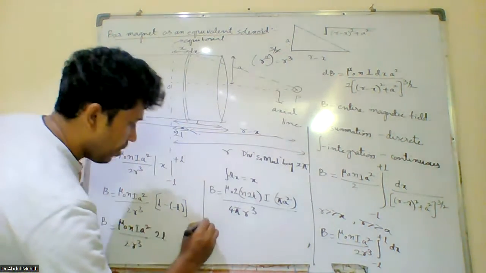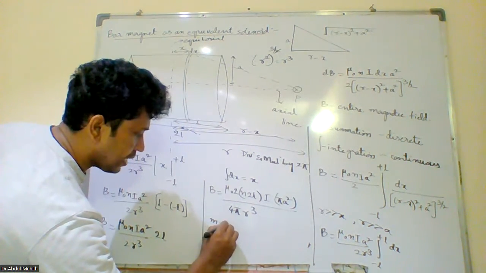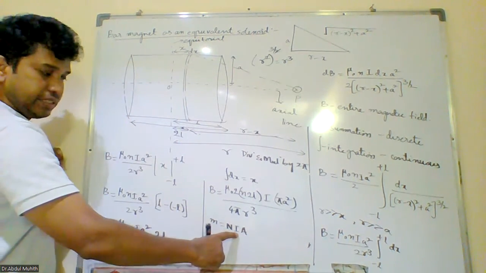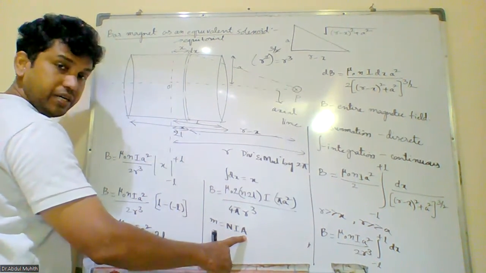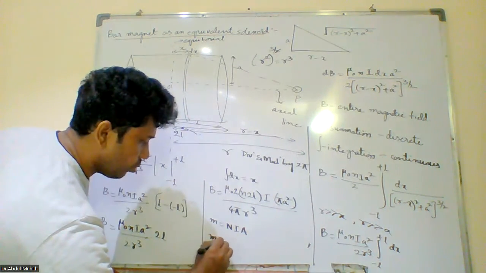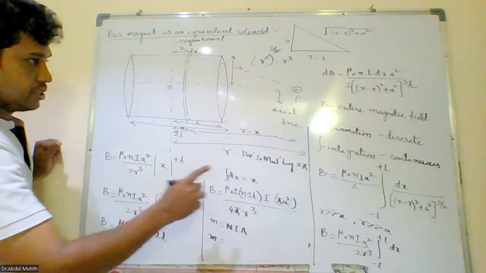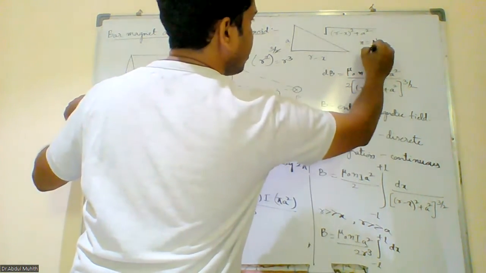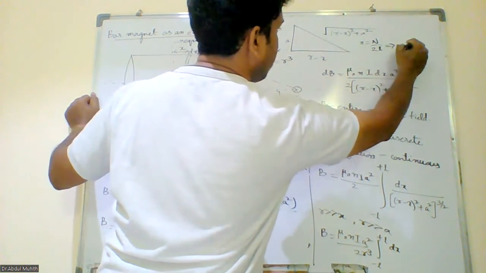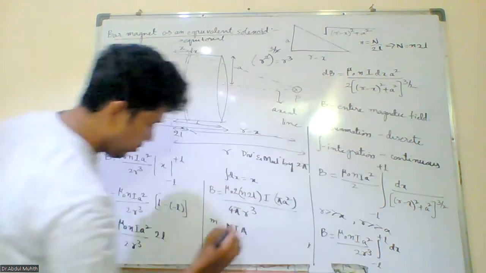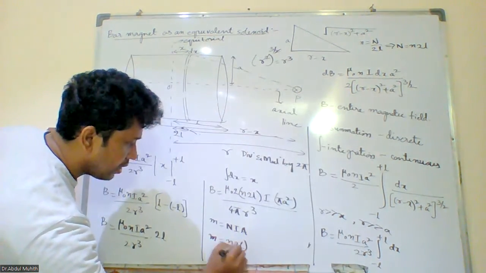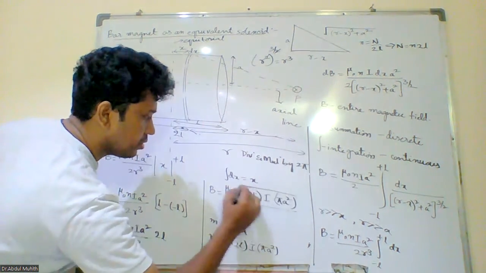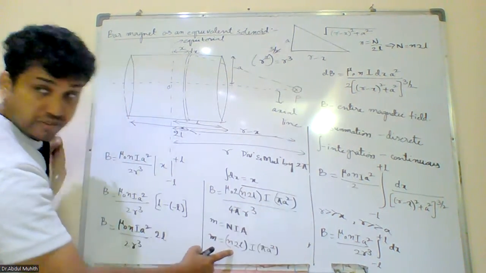Why? Because see here, m is equal to N I A. What is N? Number of turns. I is the current, A is the area. So if you see carefully, n is the number of turns per unit length. If you cross multiply that, N is equal to n into 2L. So I have n into 2L here, and then I have pi a square. Do you have this one? n into 2L I pi a square.